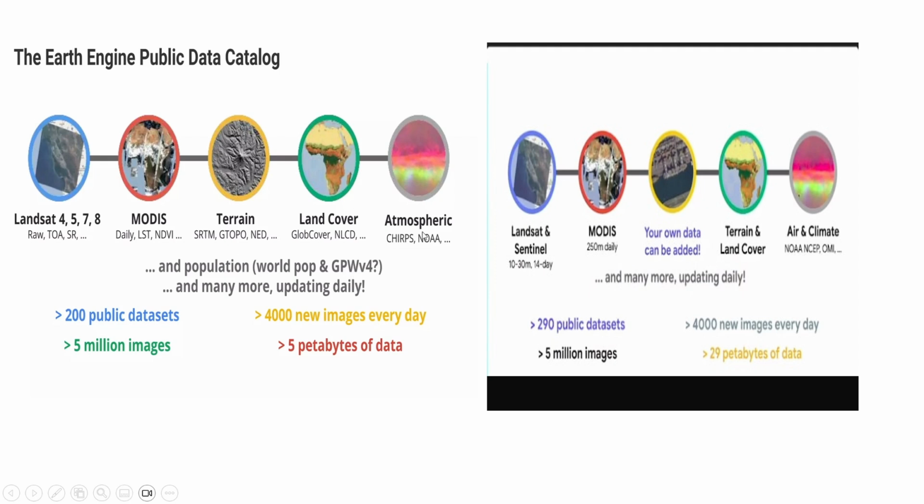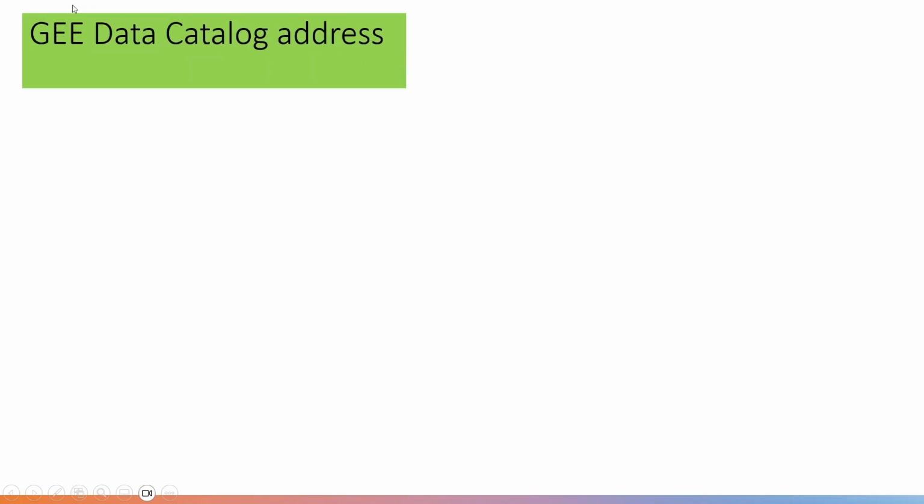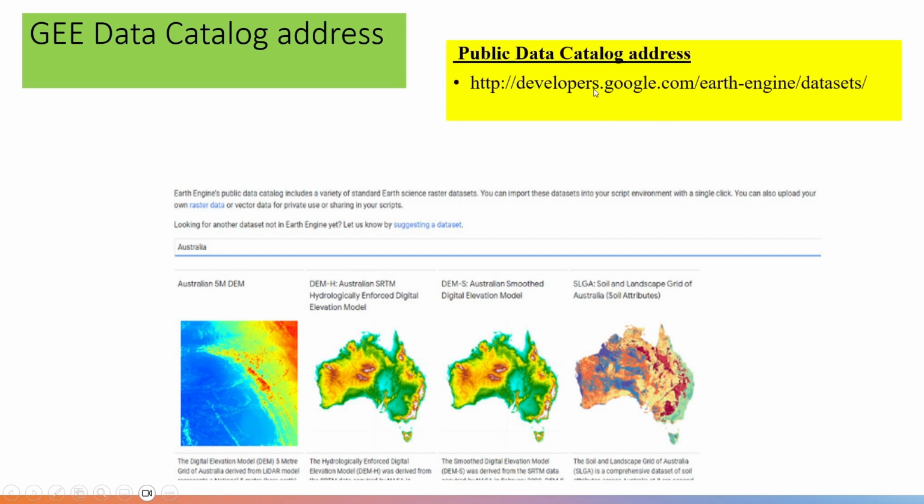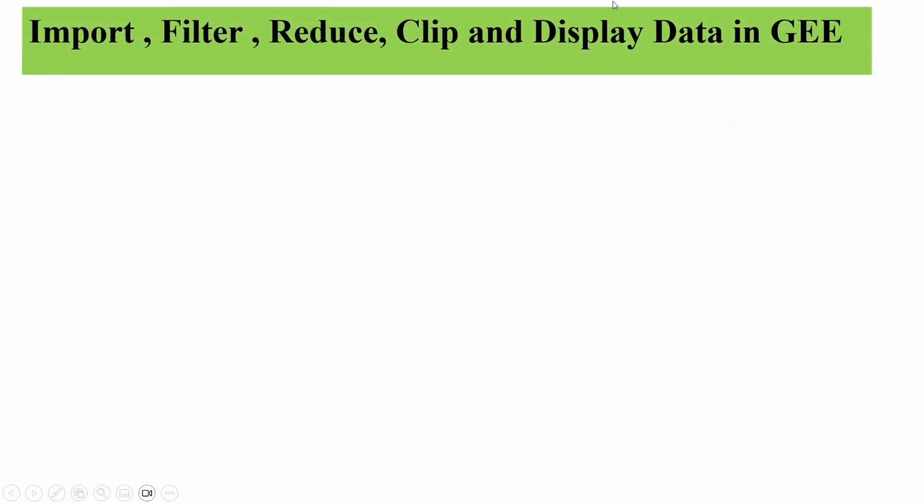That's why I already put some example images in my presentation slide. And then you see here the Google Earth Engine public data catalog address: developers.google.com/earth-engine/datasets. This is our Google Earth Engine public data catalog link or address. After some time we will see it live, so no problem. First of all, we'll learn this thing.